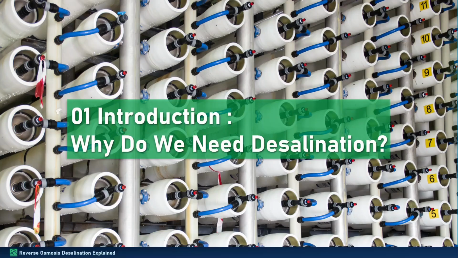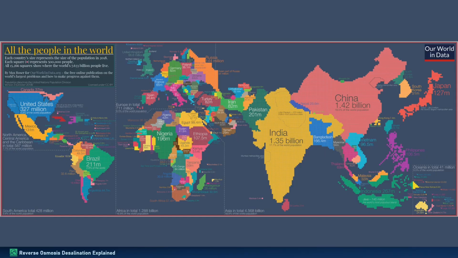Before explaining how desalination works, first we need to explain the reasons why we need it. The world population has been increasing considerably in the last 2 centuries. In 2018, the world population was 7.633 billion. Predictions show that by 2100, the Earth's population could surpass 11 billion.